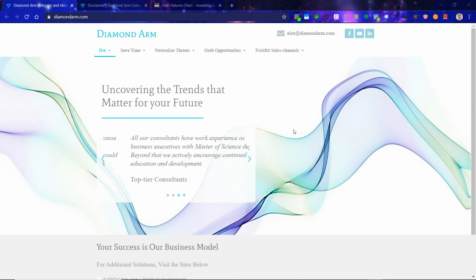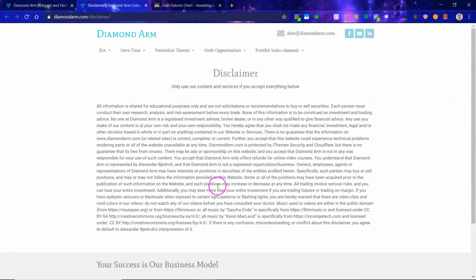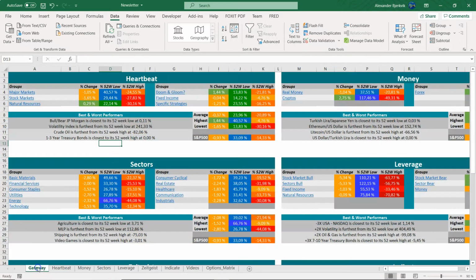Let's look at the euro versus the Australian dollar. First off, read this disclaimer carefully. Let's look at the various currencies.